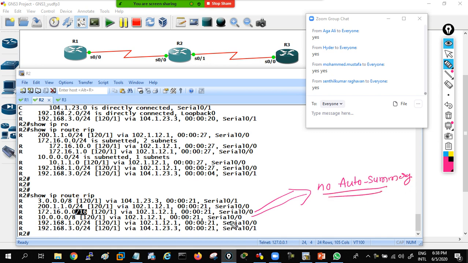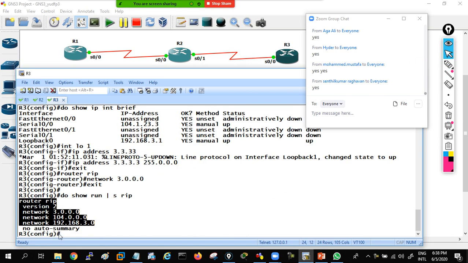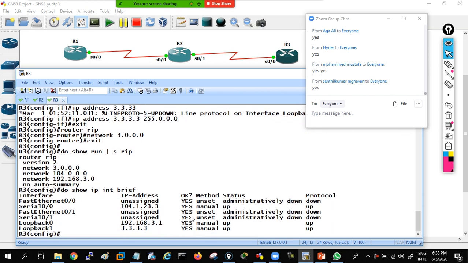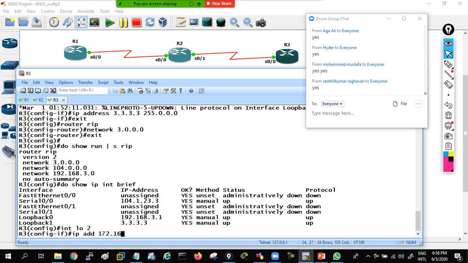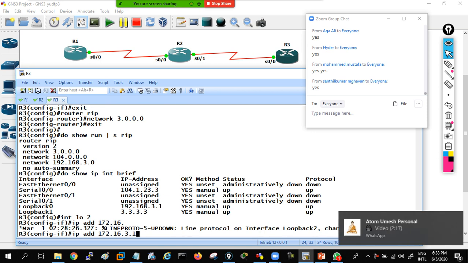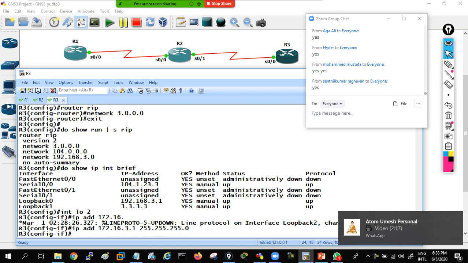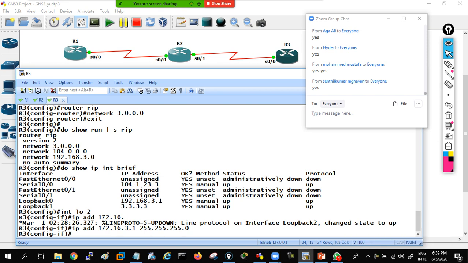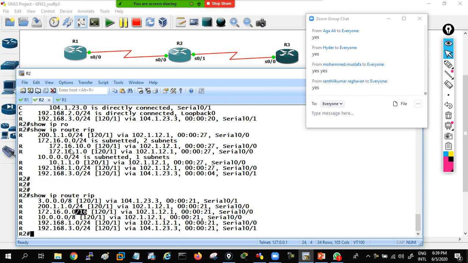Do you understand? Here there is one more problem. I will put you more problem now. Let's see everybody. Here I am going to configure interface loopback number 2. I will say IP address 172.16.3.1 255.255.255.0. Then if I advertise this, okay, try to understand. If I advertise this, I am going to disable auto-summary here also. The router 2, what it will do, guys?